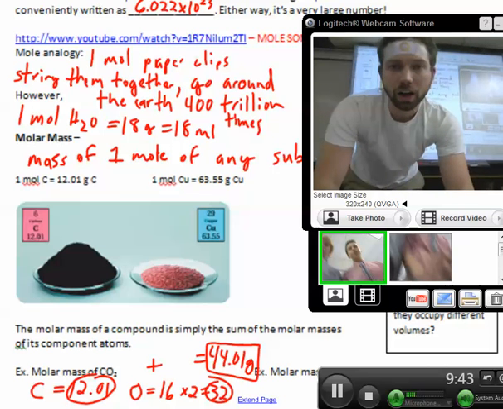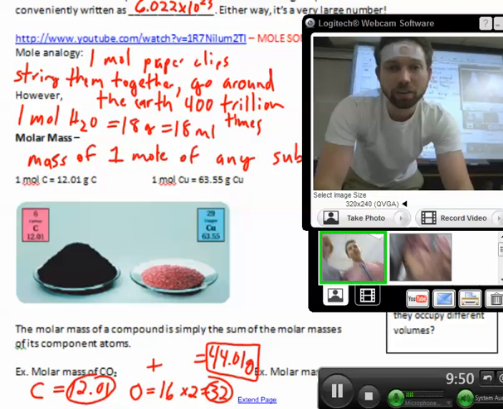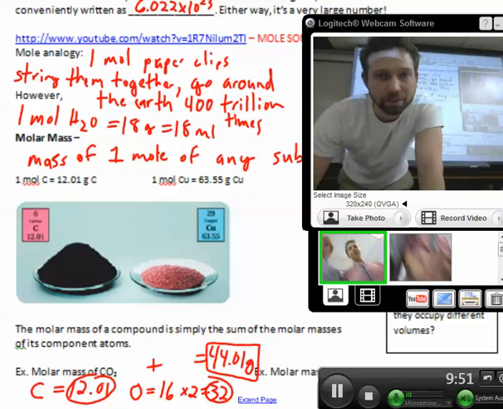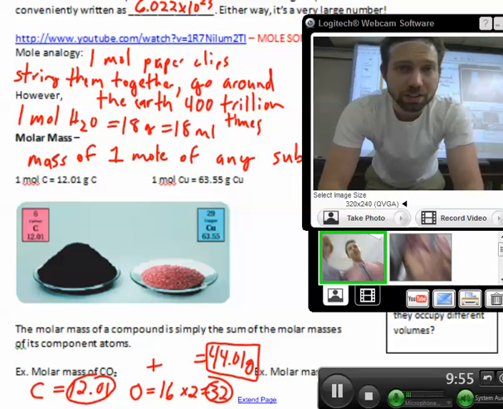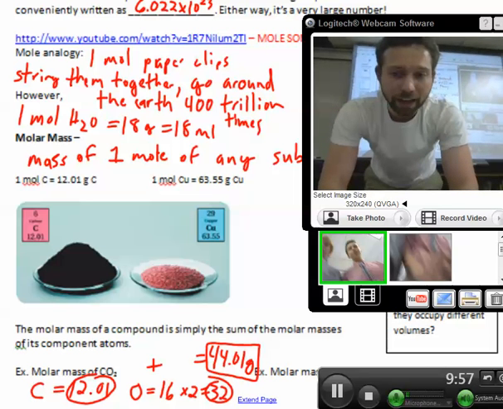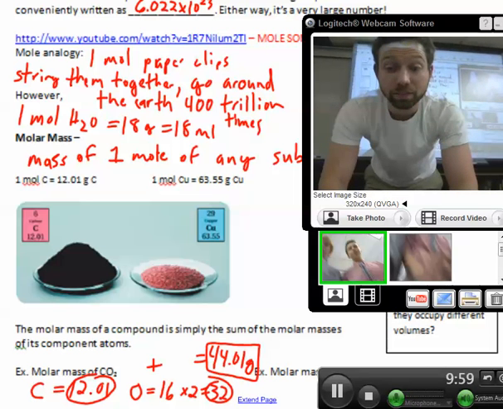So, for the second one, what you do is you add all of the atoms together, and you add the masses from the periodic table, and figure out the total mass.